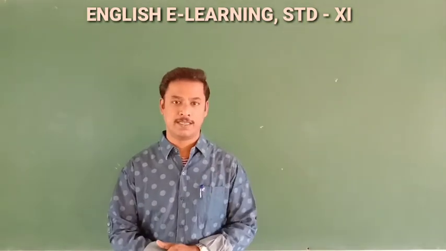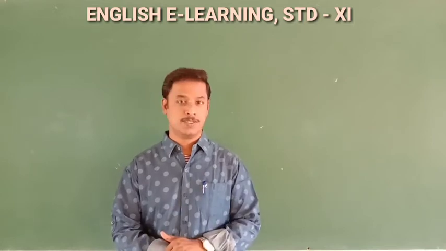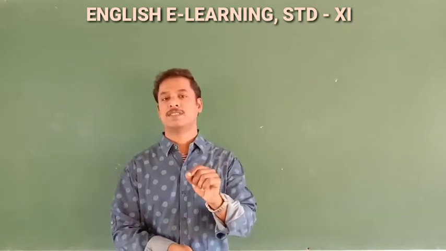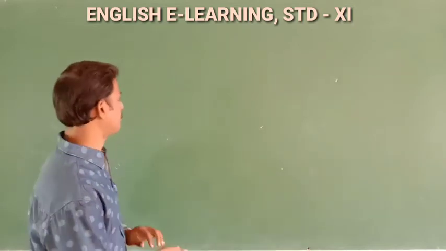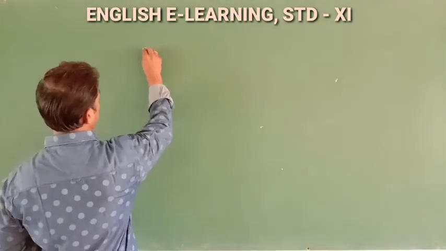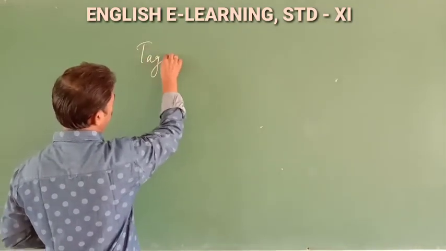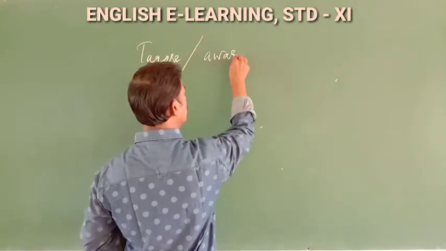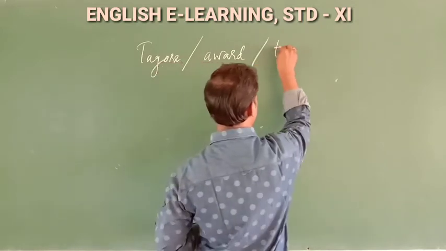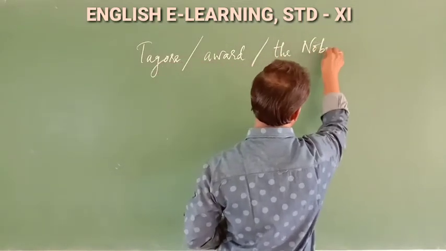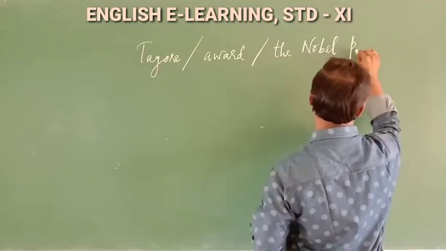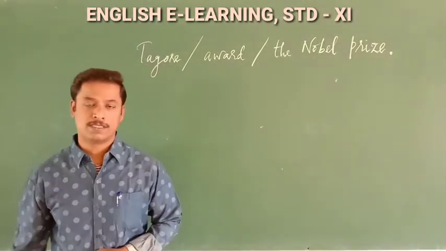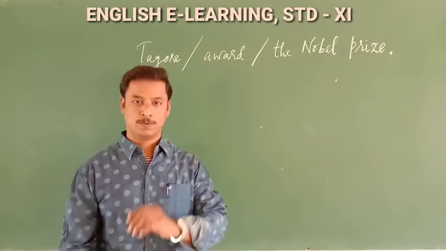The given title is Make Sentences Using the Passive Forms of the Given Verbs. The first sentence is: Tagore award the Nobel Prize.